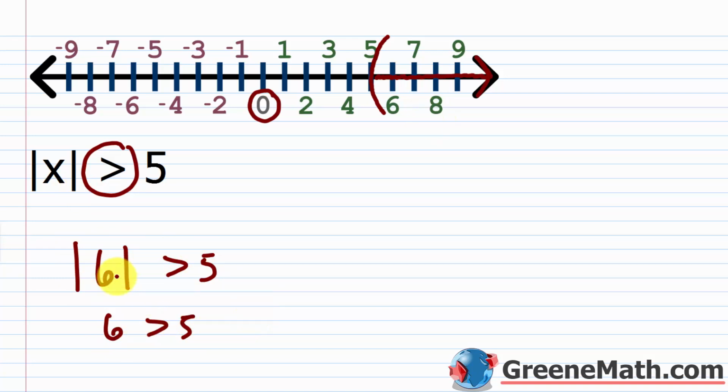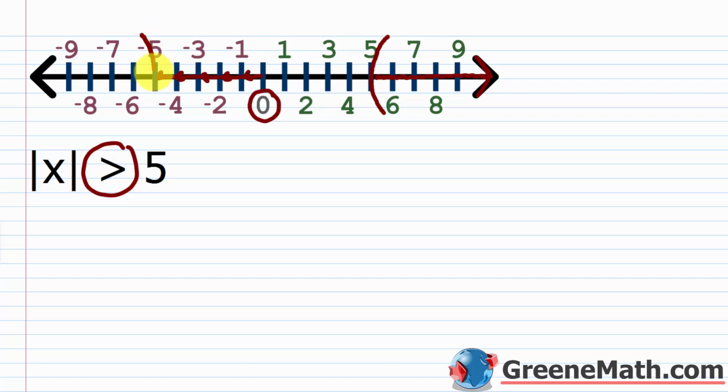If I plugged in an 8, the absolute value of 8 is 8. 8 is greater than 5. That's true. So any number larger than 5 would work. That's pretty obvious. Everybody gets that. But also, I've got to look in the other direction of 0 because, again, when we think about absolute value, it's a distance. So I can also travel to the left. I can go 1, 2, 3, 4, 5 units here. So anything less than -5 would work as well.